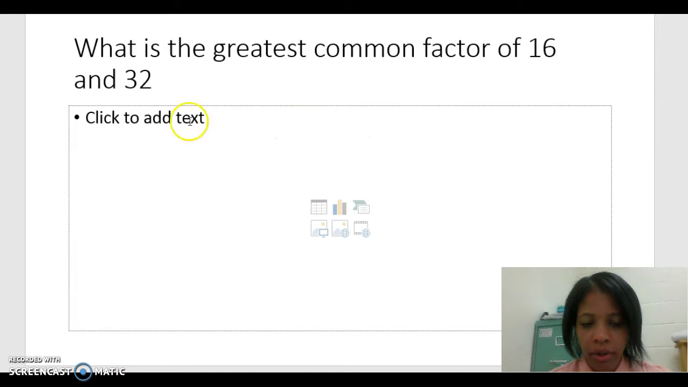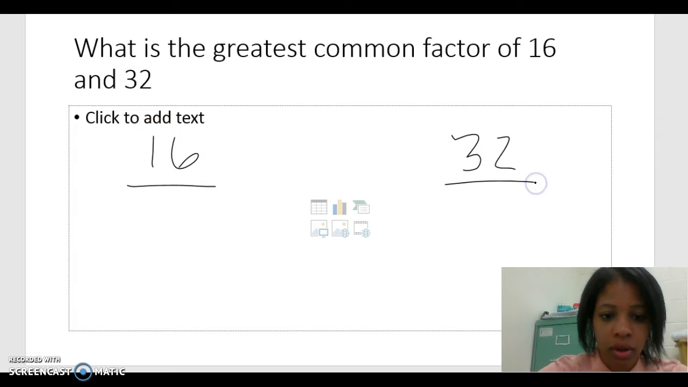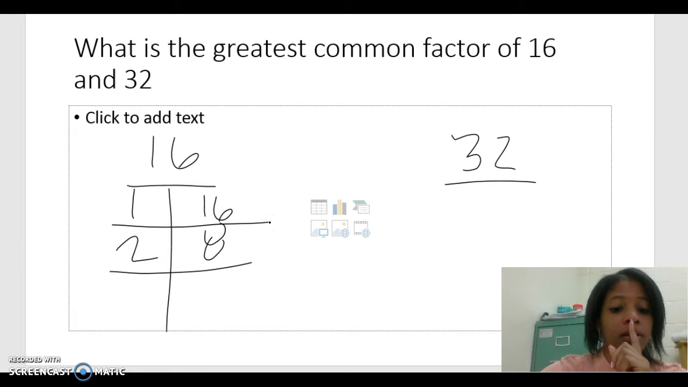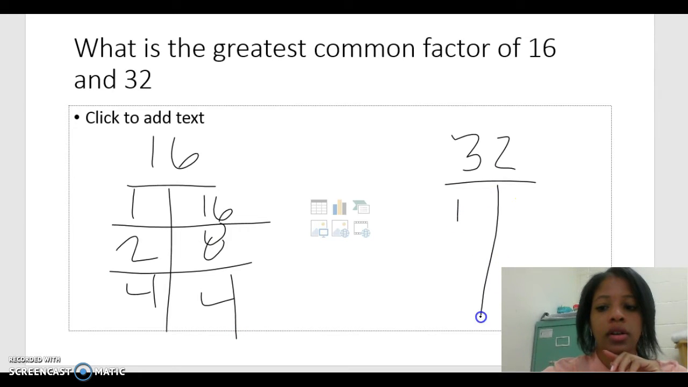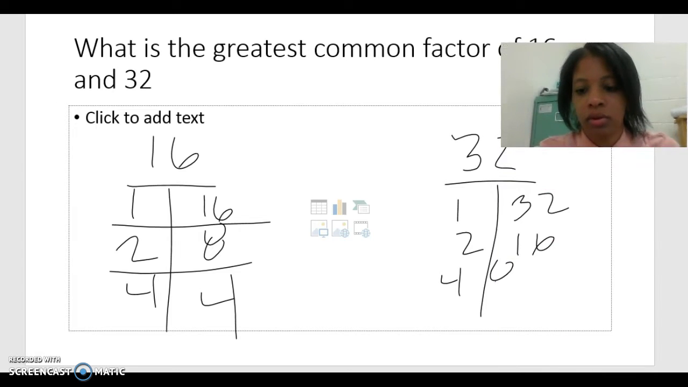Now we're going to take 16 and 32. First, you want to start by finding the factors of 16 and the factors of 32. The factors of 16: 1 and 16, 2 and 8, 4 and 4, okay? And my factors of 32 are 1 and 32, 2 and 16, 4 and 8. Sorry you can't see that, and I think that's it.